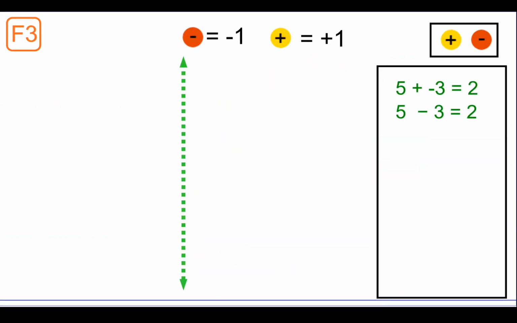Last time we saw that adding a negative number gave the same answer as taking away a positive number. So let's look at two more examples of that side by side. 5 plus negative 7. We would expect to have the same answer as 5 take away 7. Okay, let's just check that.